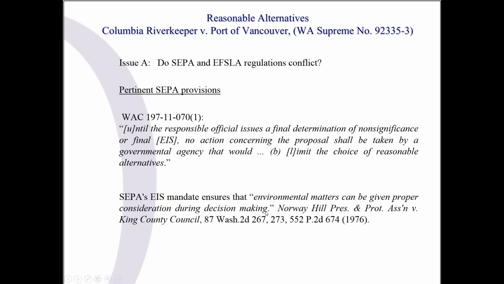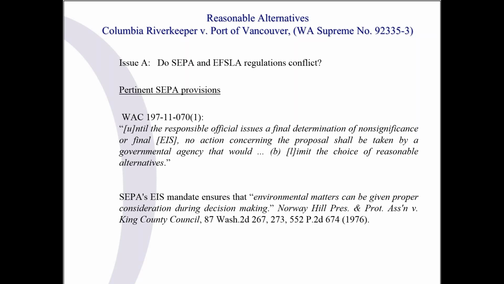Here it is, yeah. WAC 197-11-070 says that until a responsible official issues a final determination of non-significance or final EIS, no action concerning the proposal shall be taken by a governmental agency that would limit the choice of reasonable alternatives. A lot of you are probably familiar with this. It's just the idea that SEPA is there in order to ensure informed decision-making of the environmental consequences of what you do. So obviously that SEPA review needs to be done before you make those decisions, and that's pretty much what this WAC is saying.